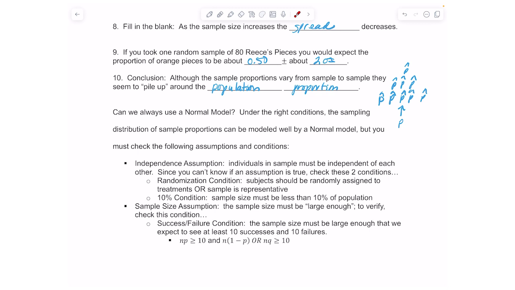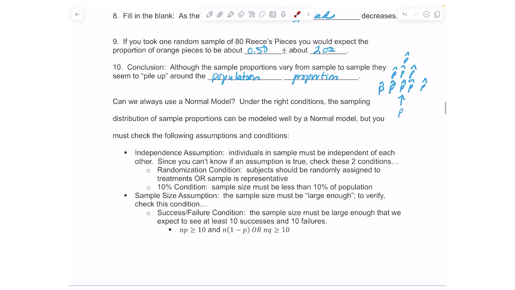The first assumption you're going to check is what's known as the independence assumption, which just says that individuals in a sample must be independent of each other. Since sometimes it's really difficult to tell whether this assumption is true, and that's why it is called an assumption, we can check two conditions that will help us verify the independence assumption. The first condition is called the randomization condition, which just says subjects should be randomly assigned to treatments, or if it doesn't say that, you can assume that the sample is representative of the population.